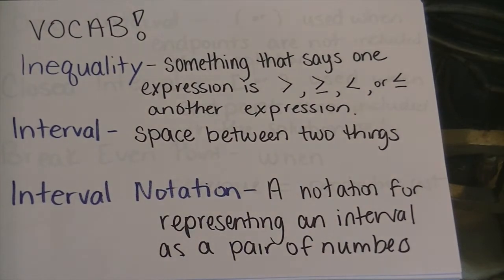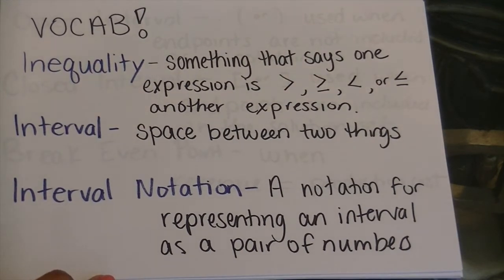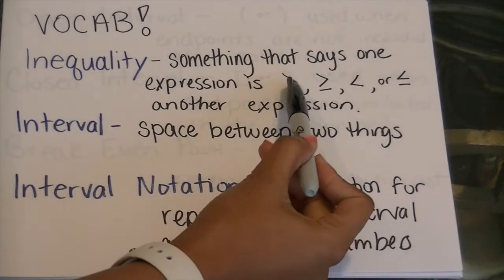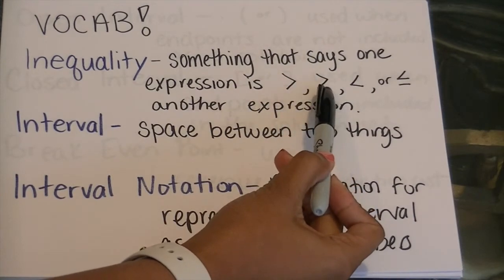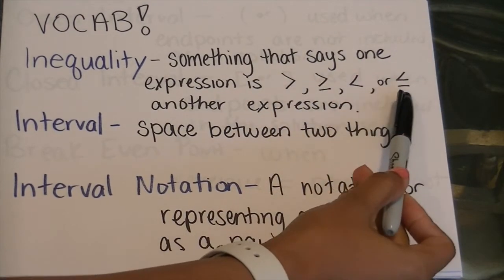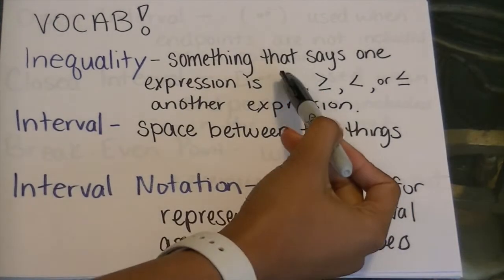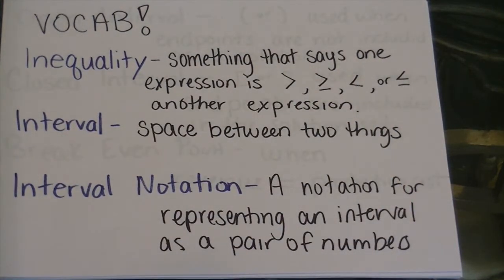Before we get started, there are going to be some words that I'm going to use throughout the video, and I just want to make sure that you all have a clear understanding of some key vocabulary words. The first one is an inequality. An inequality is just something that says one expression is greater than or equal to, less than, or less than or equal to another expression. So pretty much it's the same thing as an equation, except it has an inequality symbol instead of an equal sign.